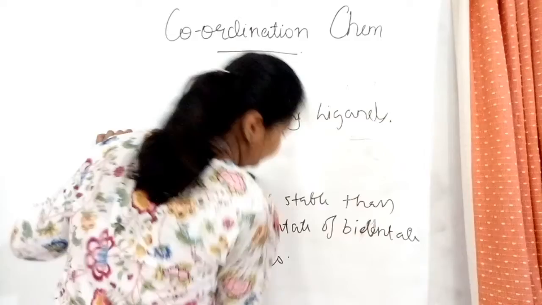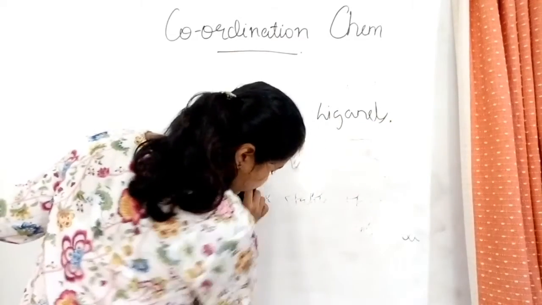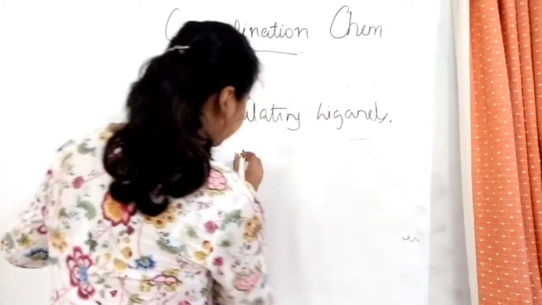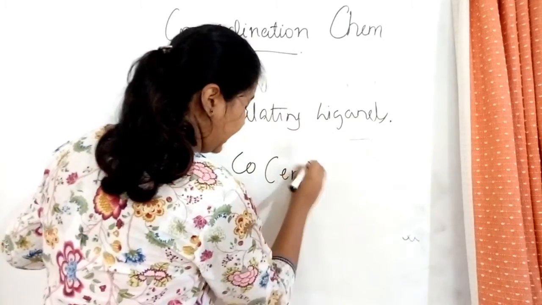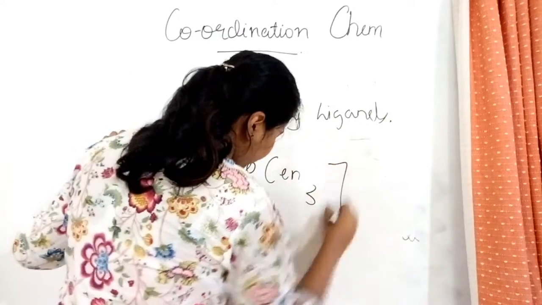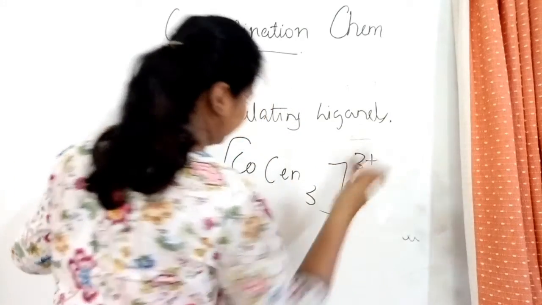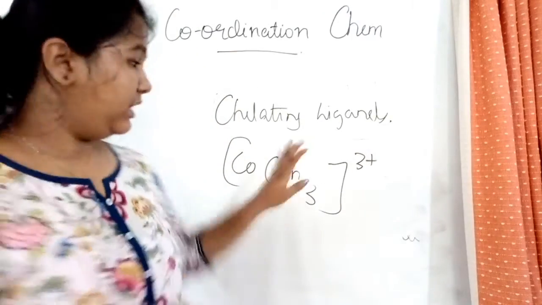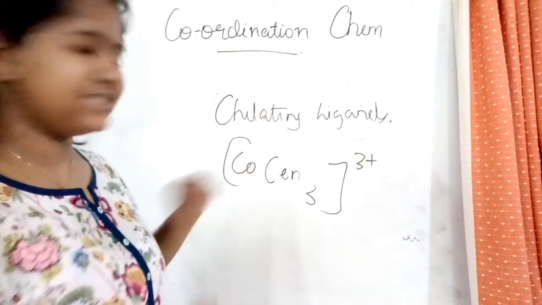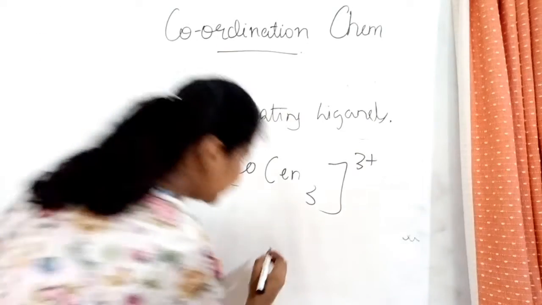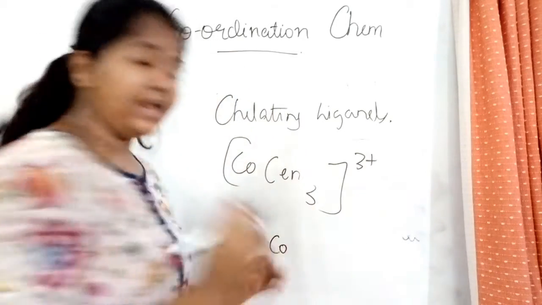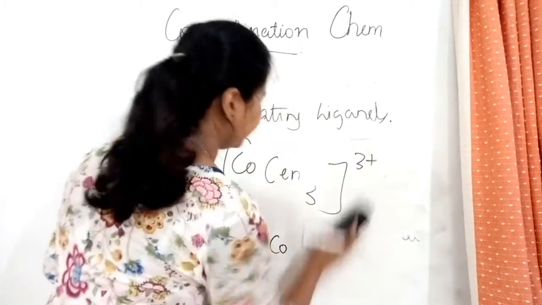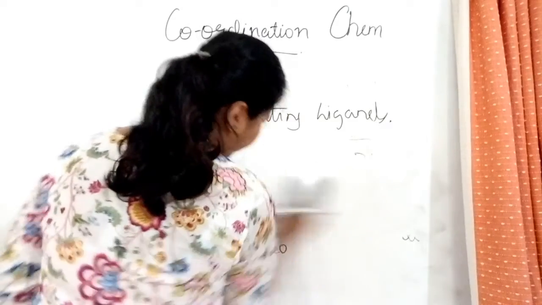That is the structure. The example we are going to take is [Co(en)3]3+. What is our central metal atom? Cobalt. So let's draw cobalt, Co. And I told you it forms a cyclic structure, so let's see what that is. I'm just rubbing this because I need some space to draw.